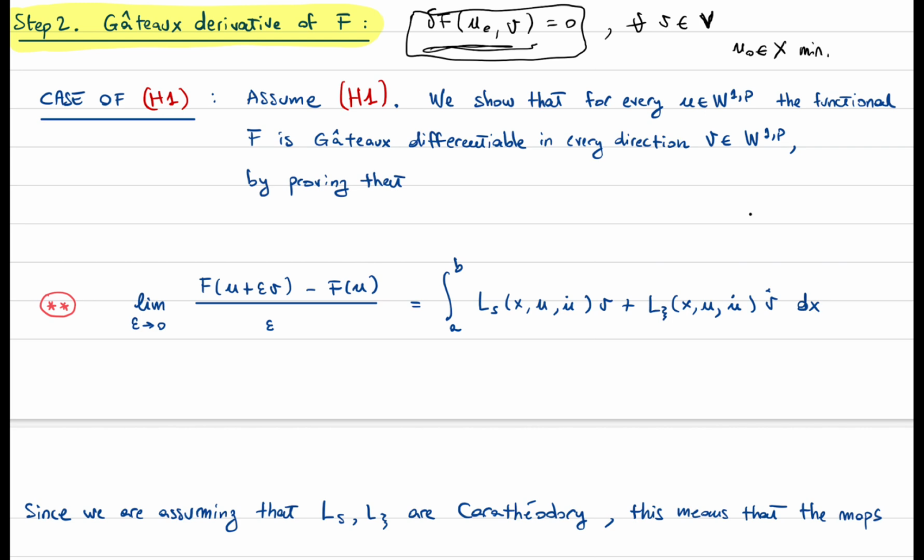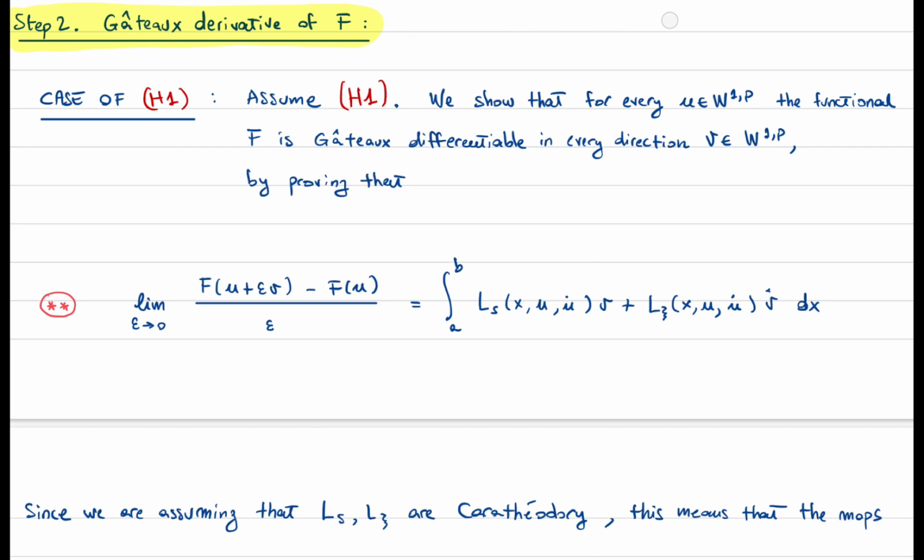It's not a surprise, but this functional F is Gateaux differentiable, and so we just need to compute the Gateaux derivative. Okay, let's do that. The claim is that F is Gateaux differentiable at every u in W^{1,p} and in every direction v in W^{1,p}. So we can just disregard boundary conditions, and it is true that F is differentiable on the whole space in every direction.